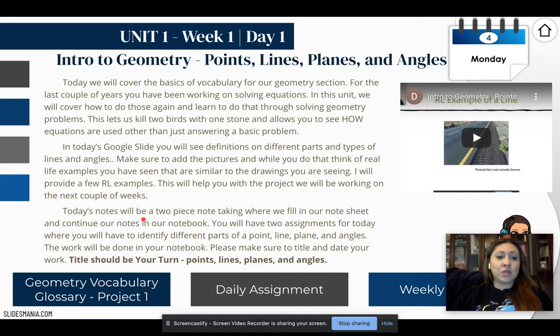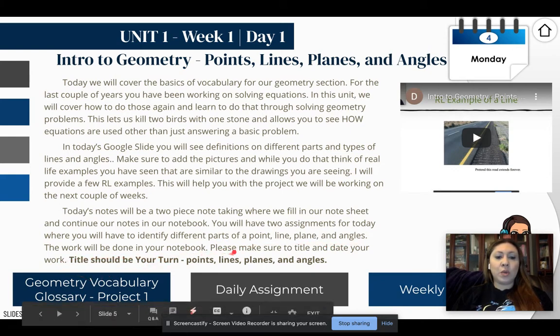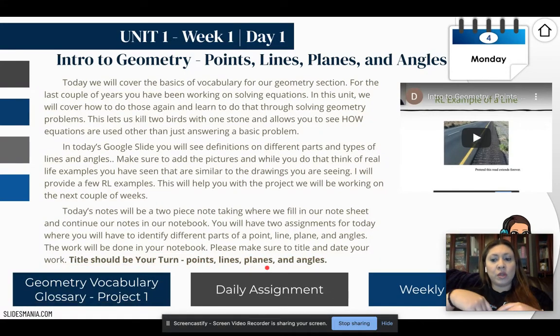Today's notes will be a two-piece note taking where you will fill out our note sheet and continue your notes in your notebook. You will have 2 assignments for today where you will have to identify different parts of a point, line, plane, and angles. The work will be done in your notebook. Please make sure to title and date your work. The title should be this. Again, do you have to do it in your notebook?